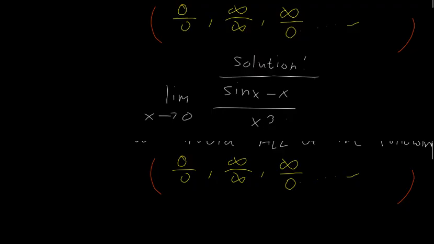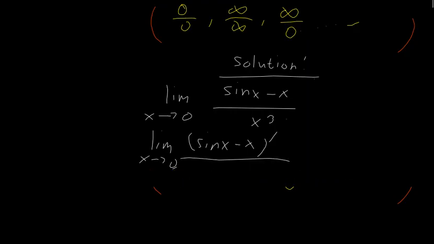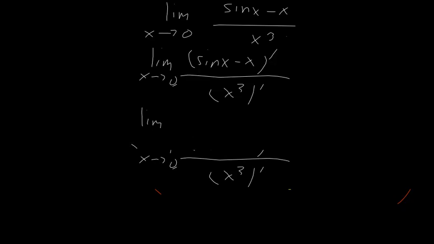So we want to apply L'Hopital's rule. But here's the problem. If I do L'Hopital's rule as x goes to 0, I have to take the derivative of the numerator. So take sine x minus x prime all over x cubed prime. Take the derivatives with respect to the numerator and the denominator, okay? Now, if I were to do that, I get the limit as x goes to 0 of the derivative of the numerator. Sine x becomes cosine x. Minus x becomes 1. X cubed becomes 3x squared.